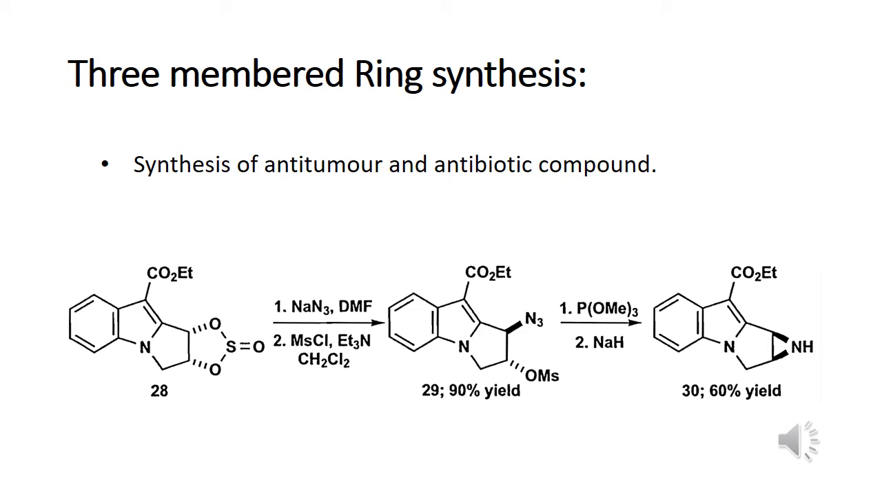J. P. Michael and group opened the cyclic sulfite with the azide ion. Reaction occurred at the allylic position and with inversion. Activation of the alcohol as a mesylate gave a 90% yield, and reduction of the azide to amine was followed by base-catalyzed cyclization, again with inversion. We get a 60% yield of the target molecule, and the aziridine region here is responsible for the anti-tumor antibiotic activity of the compound.